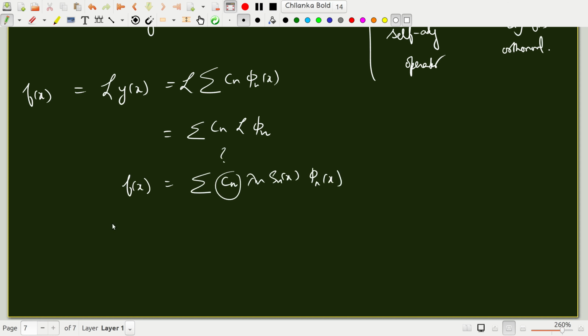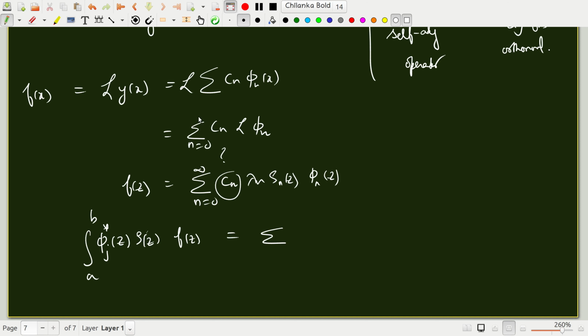So what are the Cn's? You have to take an inner product with respect to phi j, let's say. So integral a to b phi j star of z rho of z times f of z. I'm writing everything as a function of z now, for a particular reason. The reason for this will become obvious soon. Because these are just dummy variables, whether it's x or z. f of z dz is summation, of course, there is a counter n going from 0 to infinity in principle in these sums. If I miss writing it, please note it.